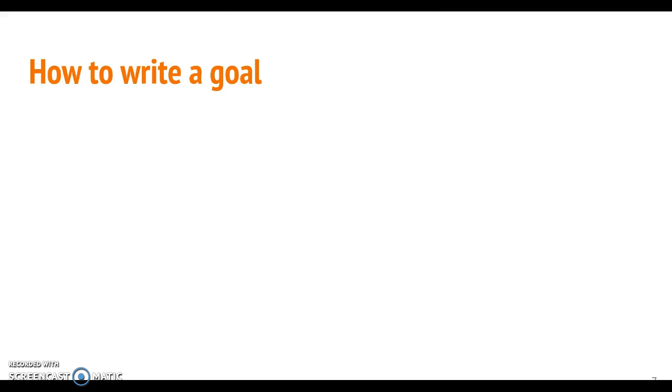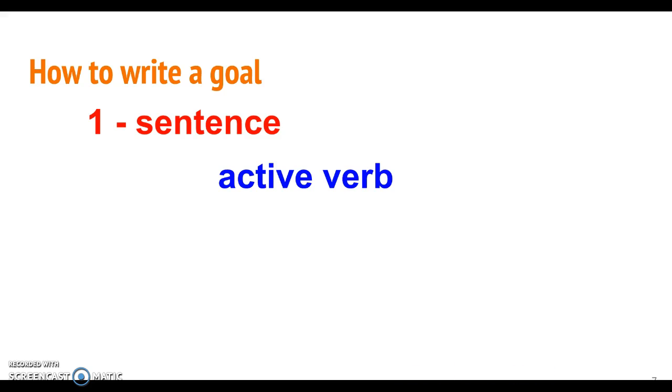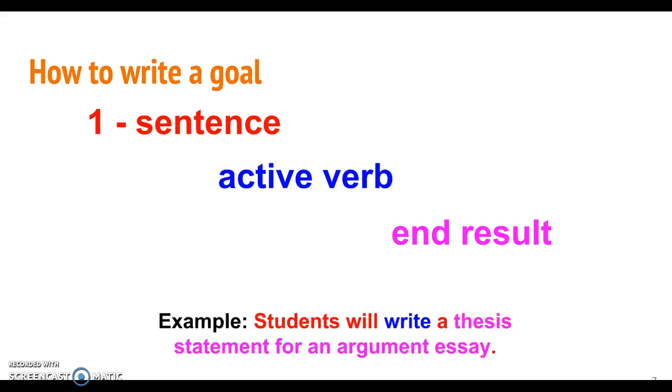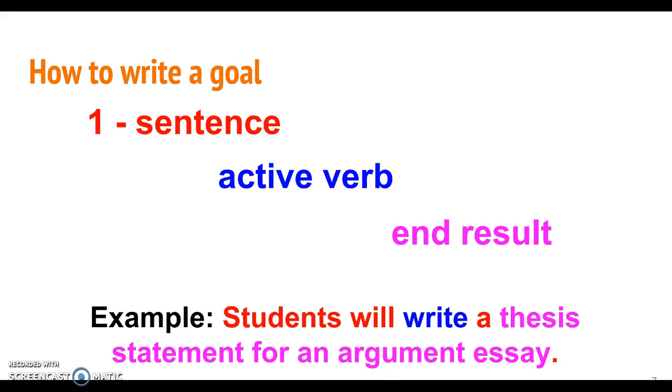So now that you know what a goal is and how objectives lead to the overall goal, how do you write one? An instructional goal should be a single statement that contains an active verb about what the end result should be for the student at the end of the lesson, module, or unit. For example, at the end of the instruction, I want my students to write a thesis statement for their own argument essay. This goal uses the active verb write because that is what my students will do. The goal also includes the result, the thesis statement.